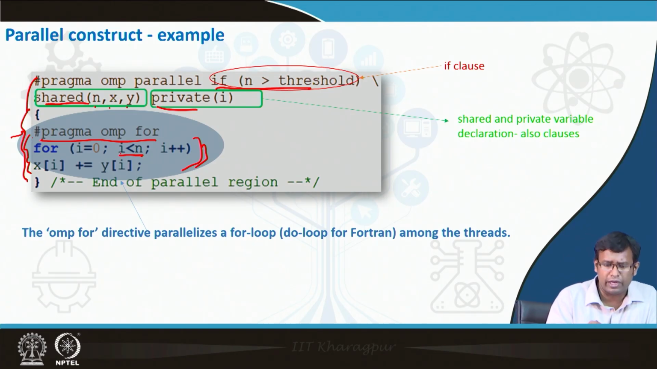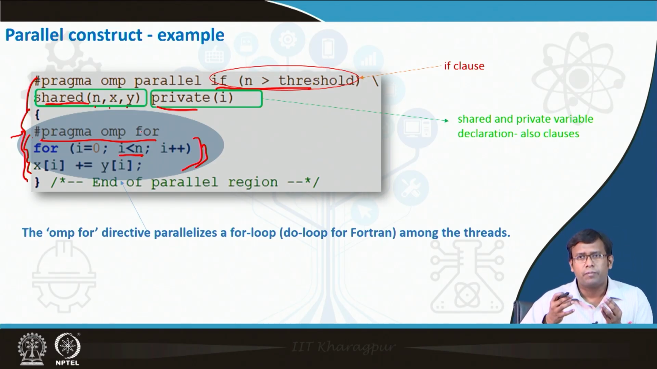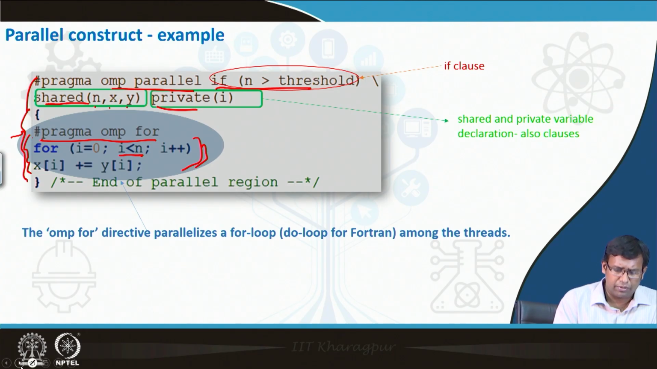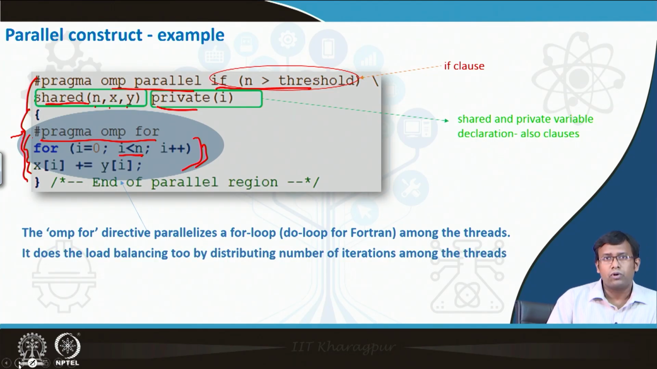Only before a for loop we write pragma omp for, and it will be parallelized. The threads that have been launched through the omp parallel part will all take care of this for loop, and it will be executed concurrently. It does the load balancing too by distributing the number of iterations among the threads. This pragma omp for directive is for parallelizing a for loop. So for parallelizing a loop, we really do not need to do anything else, only call an OpenMP directive. The OpenMP directive will itself take care of parallelization of the loop, and it will also do the load balancing itself.